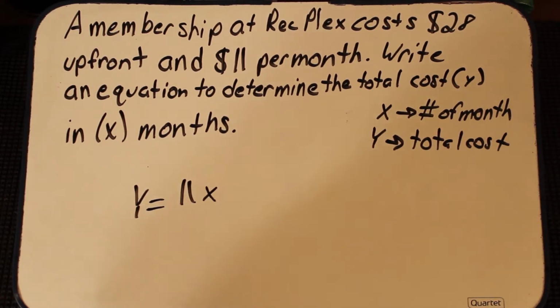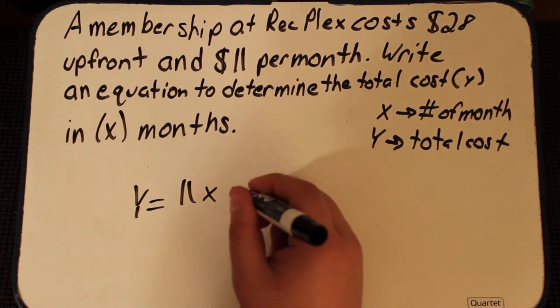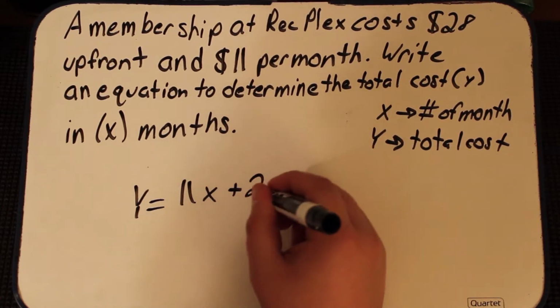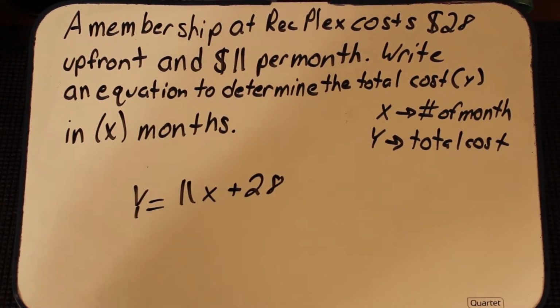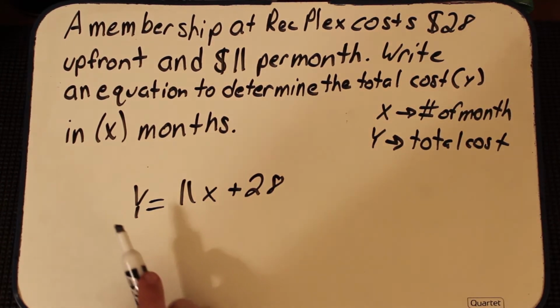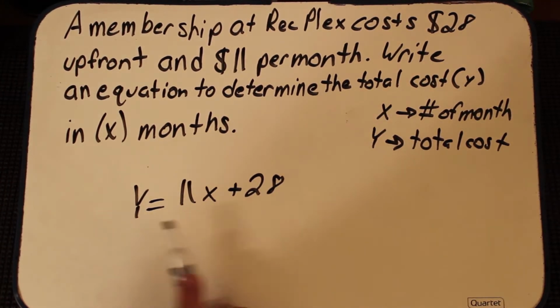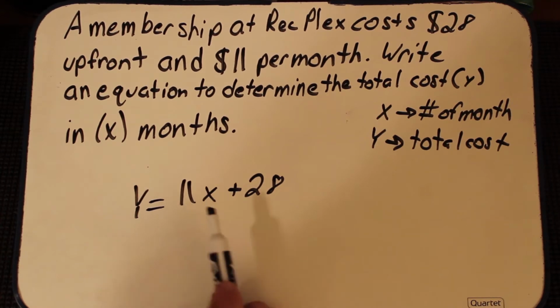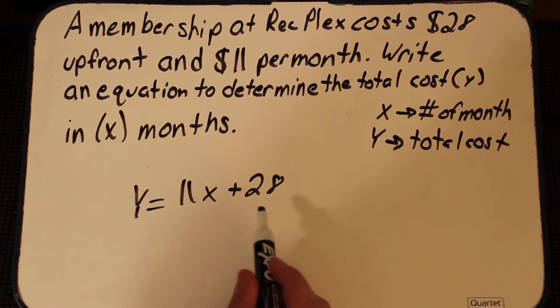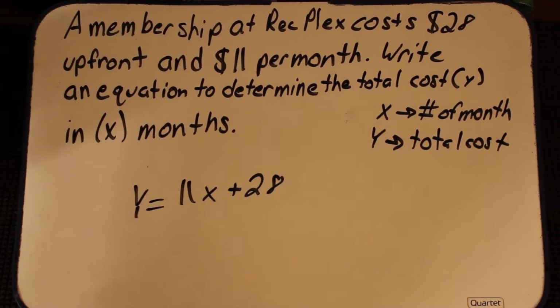Well, that $28 isn't a recurring cost, so we don't have to multiply it by anything. But it does add to our total. So I'm just going to add 28 to the end. So we have our total cost, which is Y, equals the cost per month times the number of months plus 28. Because there's a $28 initial fee.